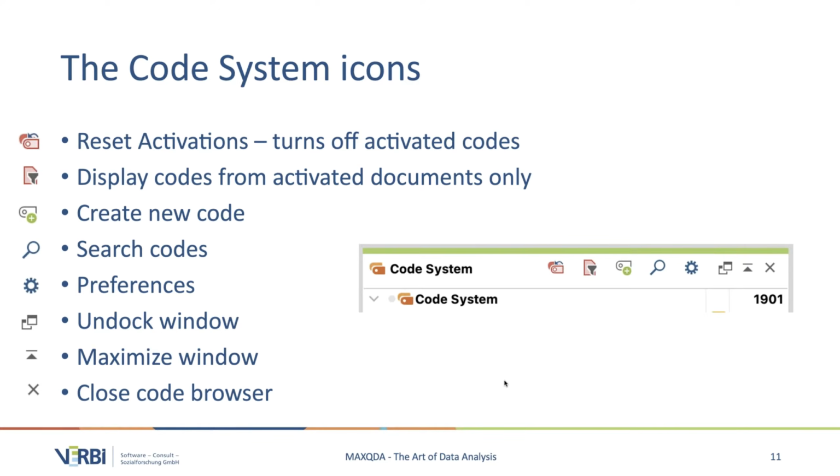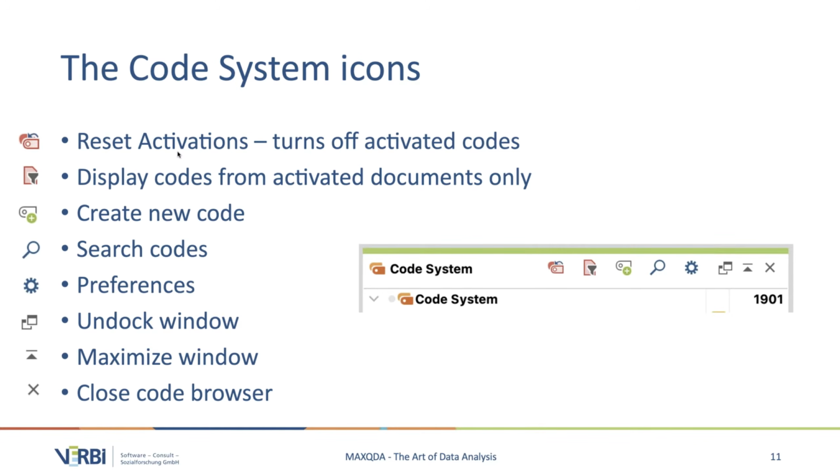But then you have the code system itself, on the bottom left of your screen usually, and that has a variety of icons on the right. So what I've done here is I've recreated these so you can see what they each mean. The reset activations turns off any activated codes. Display codes from activated documents only.